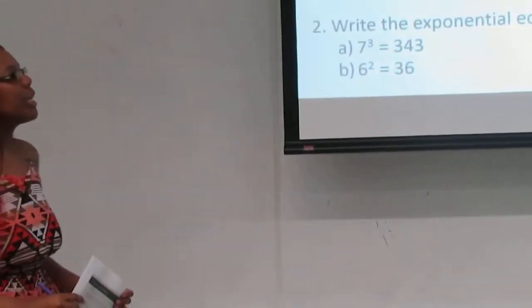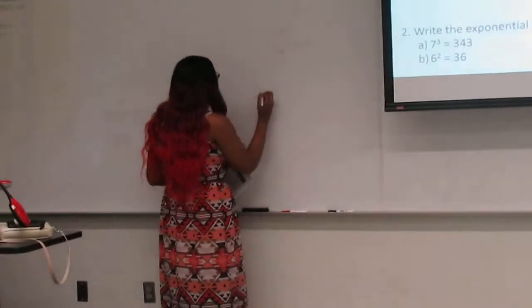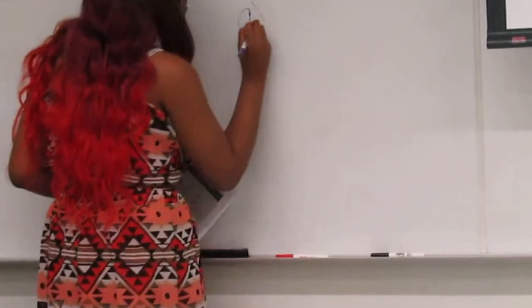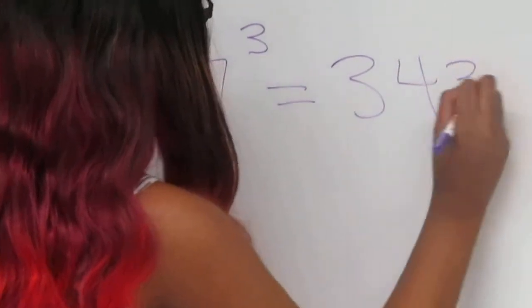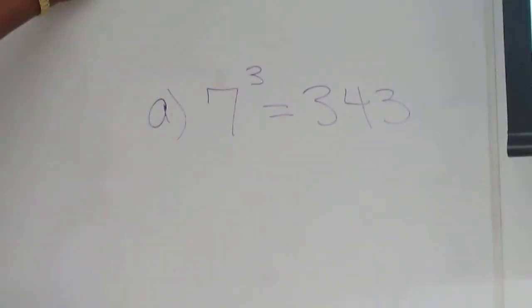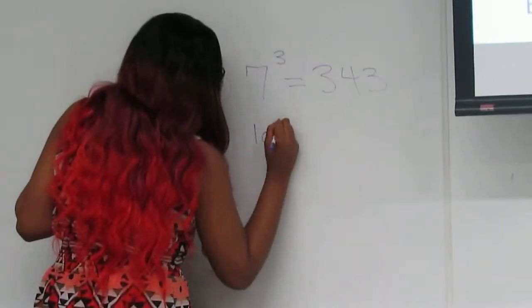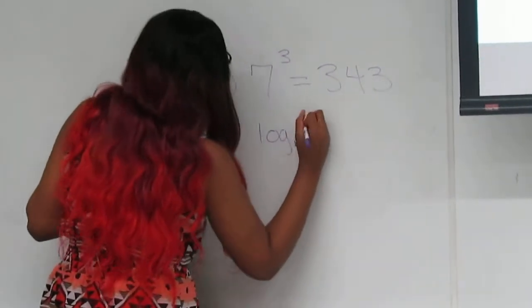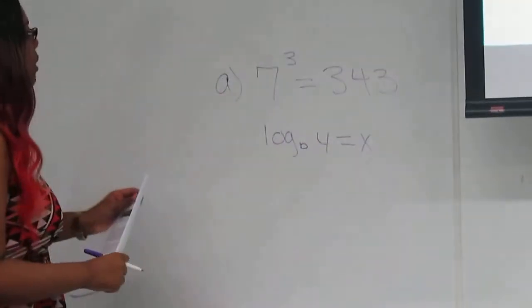The second part states, write the exponential equation in logarithmic form. We will do the same thing except we will do the complete opposite since it's already in exponential form. A states 7 to the 3rd power equals 343. You will match it up to these two equations and you will see that it's in exponential form. So you will write down the log equation. Log base b of y equals x.